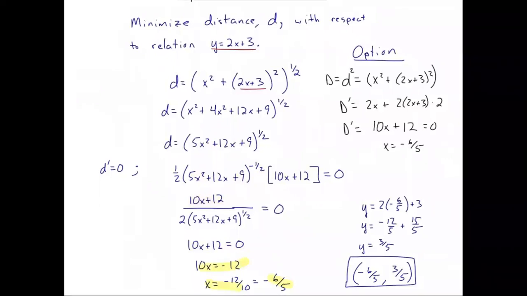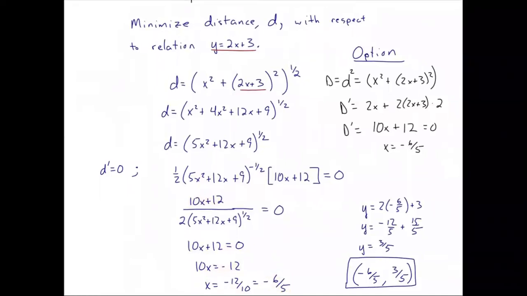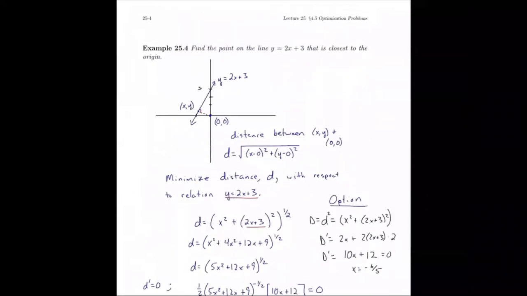Don't get too excited yet. What are they asking for? We've found our minimal value of x. We found the x value that will minimize the distance. Do they want to know that, or do they want to know what the distance is? They say, find the point on the line that is closest to the origin. Perfect. Okay, so they don't want the distance.